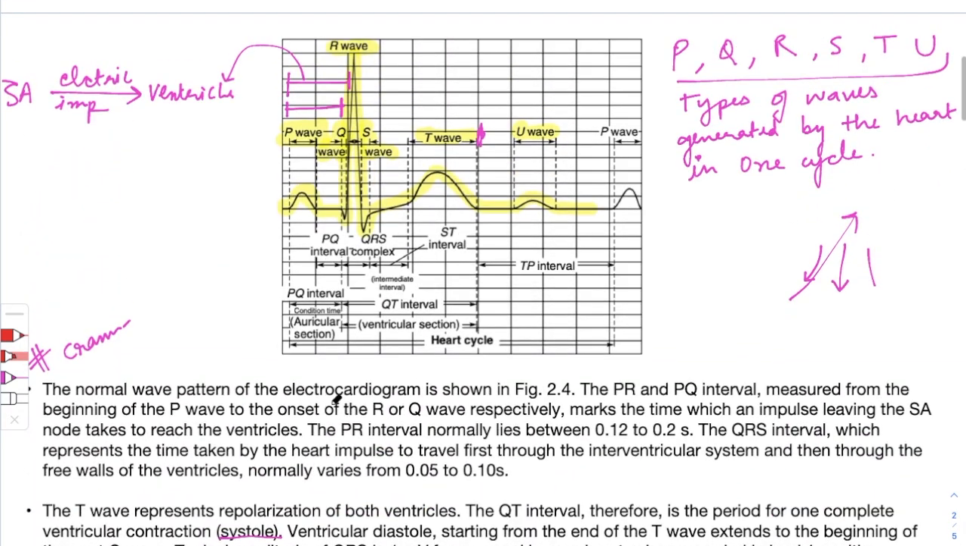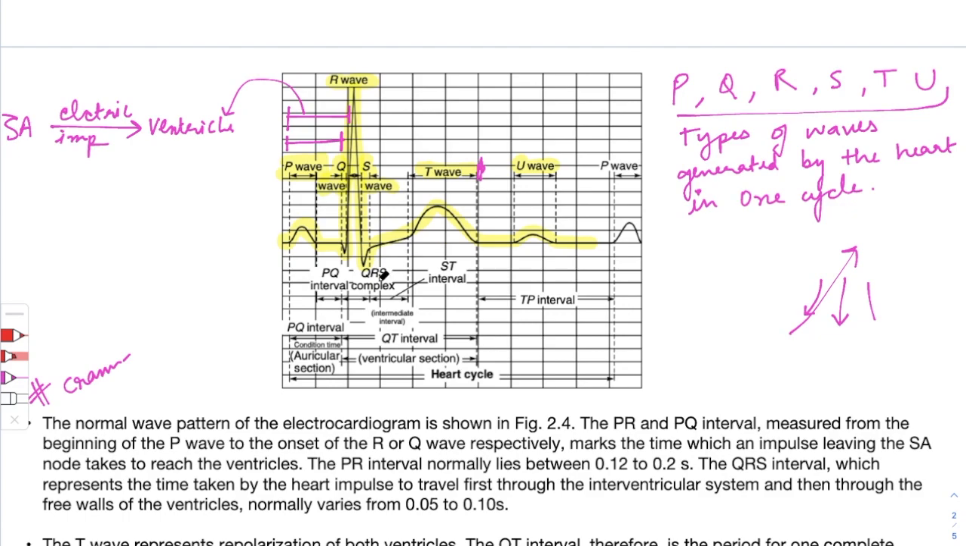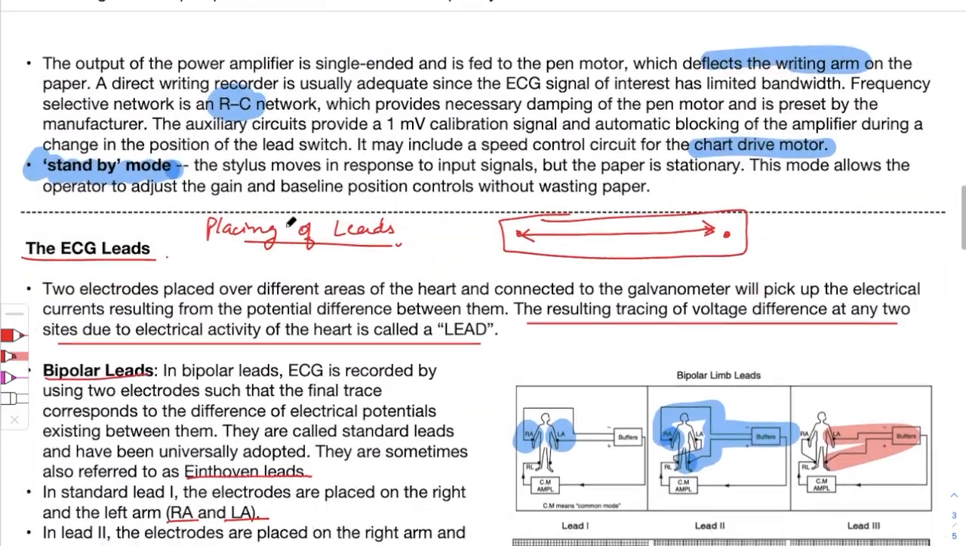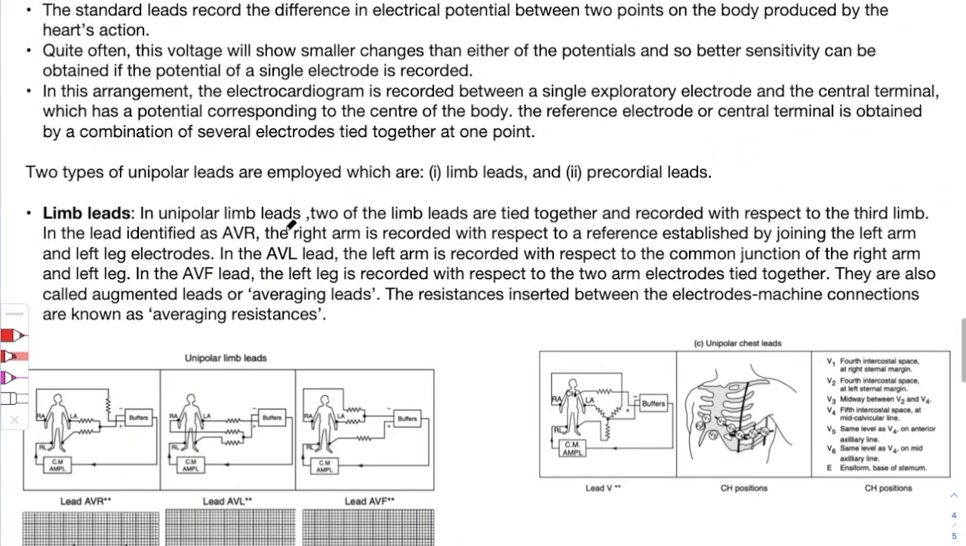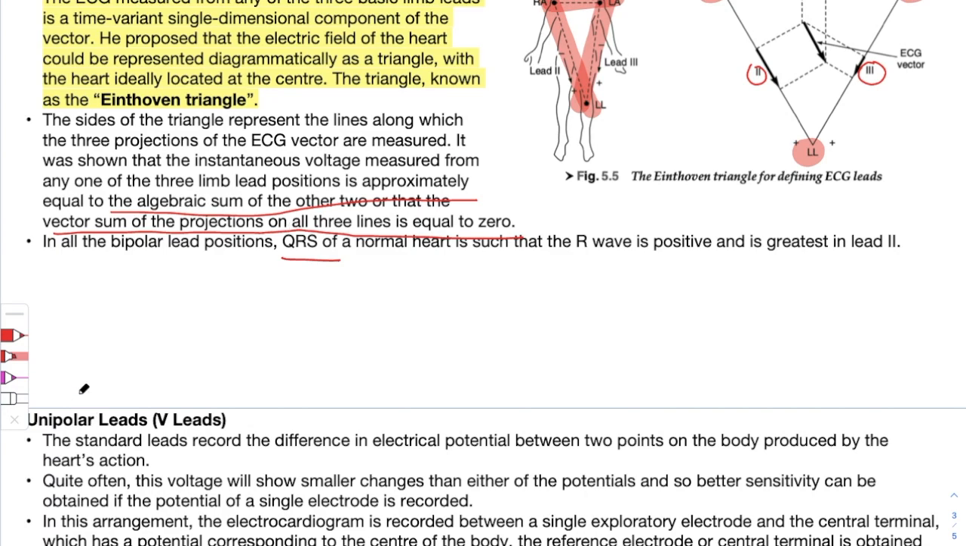We have seen the QRS above. You can see here the QRS. It is saying QRS for a normal heart is such that the R wave is positive and is greatest in lead 2. This is completely the observation of the recording part.